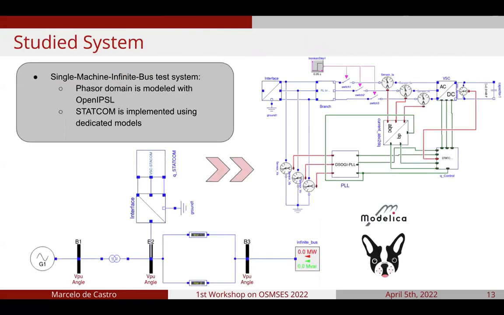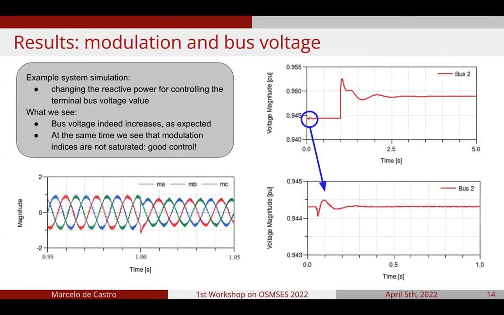We then assemble a small SMIB system, SMIB standing for Single Machine Infinite Bus System, using the OpenIPSL library, as shown in the figure on the lower part of the slide. And note that on bus number 2, we actually have the interface placed there, which is then connected to a STATCOM system modeled in its electromagnetic transient approach, or EMT approach. So the entire system is simulated for 5 seconds, and we want to observe how the change in reactive power injected by the STATCOM alters many aspects of the system.